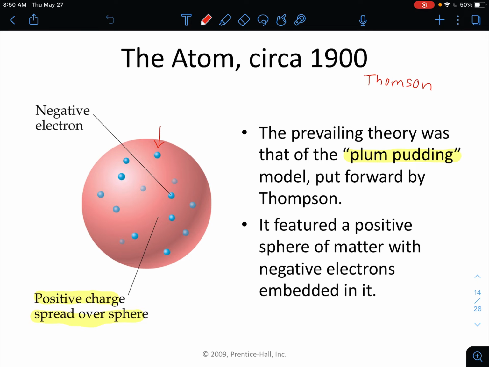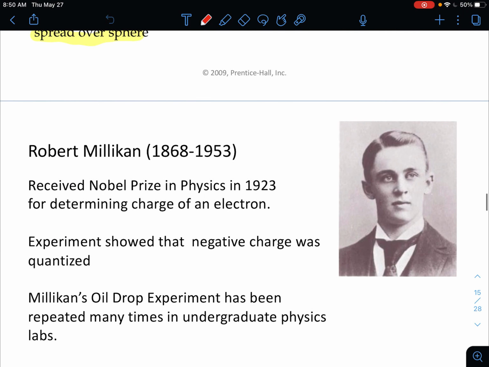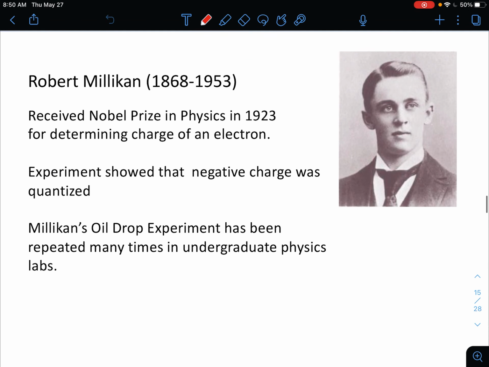So now we're going to talk about the work of Millikan. And Millikan is best known for the oil drop experiment. And that's going to determine the charge on the electron, and then he can use Thomson's ratio in order to figure out the mass of the electron. So he's best known for determining the charge of the electron using the oil drop experiment.